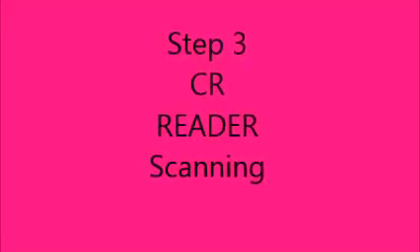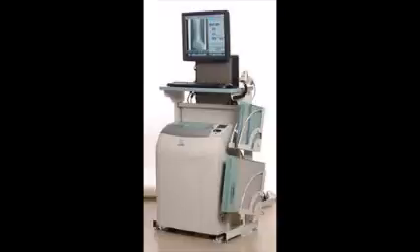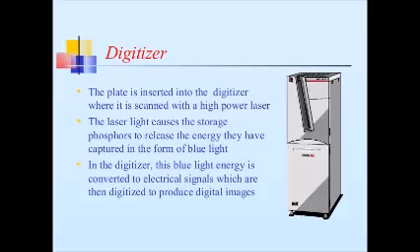Step number 3, the CR reader and scanning. After the plate has been exposed to X-rays, it is placed into a CR reader. The reader removes the IP. It is then scanned by a red laser light, which releases the stored electrons. The laser creates a narrow, intense beam of coherent light. Extra energy allows the trapped electrons to escape their active layer, where they emit a visible bluish light.